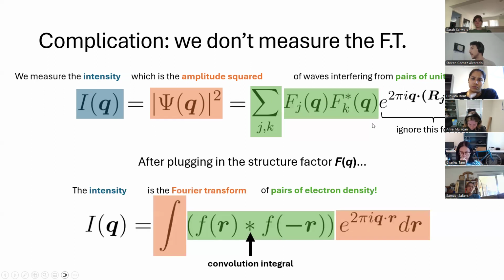Okay. And if we plug in our definition for the structure factor that we had on the last page, and we do a lot of simplification, we find out that the intensity is nothing more than the Fourier transform of a pair of electron density. Okay. So we'll go into what that means on the next slide, but already we can see that we're starting to get closer to where we can just apply an inverse Fourier transform to what we measured during the experiment.